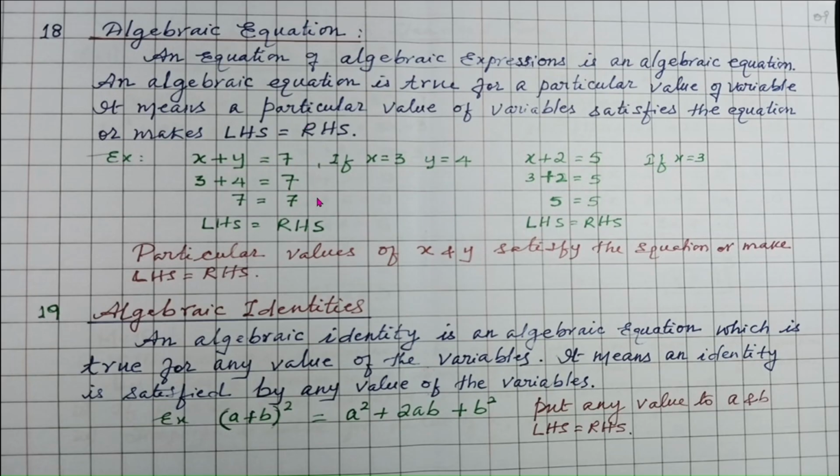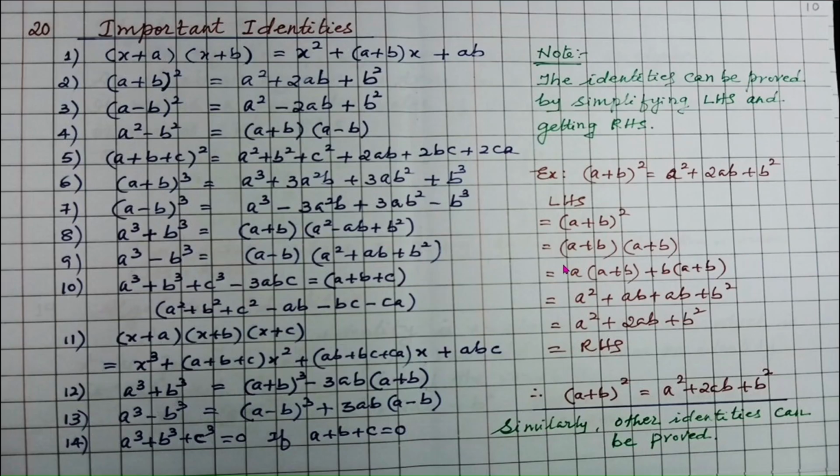So the difference between an algebraic equation and an algebraic identity is that an algebraic equation is satisfied by a particular value of variables, whereas an algebraic identity is satisfied for any value of the variables. Remember that. Now we have different important algebraic identities. A few of them I have listed here. There are only 14 of them. Very important identities. Try to remember these identities. Very useful in applications in mathematics.